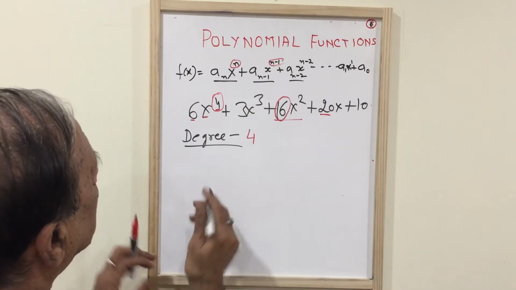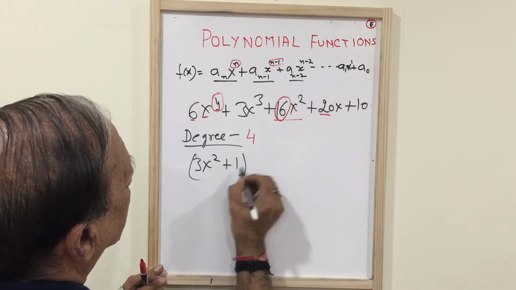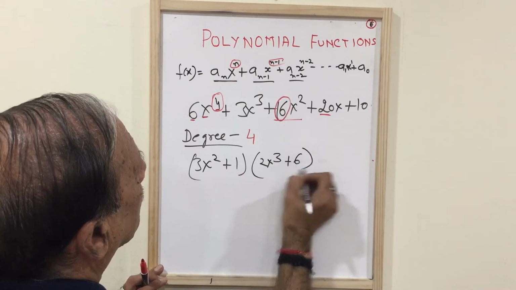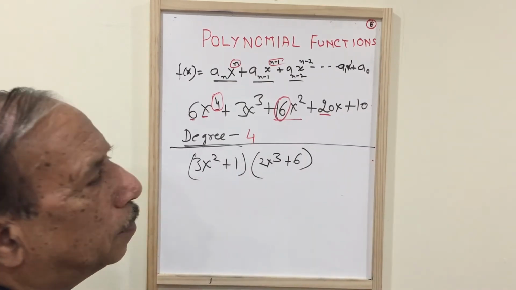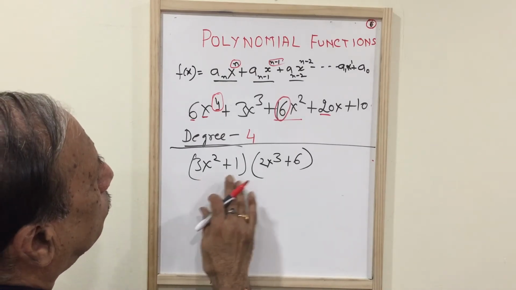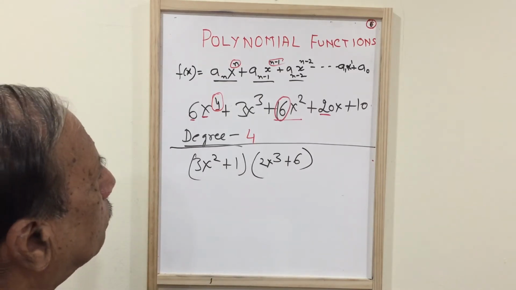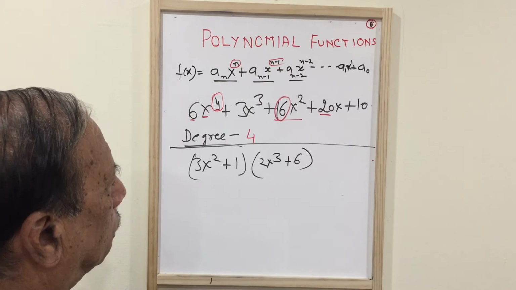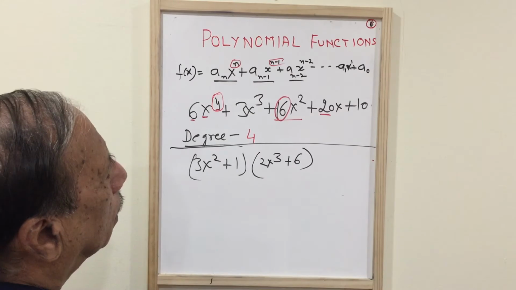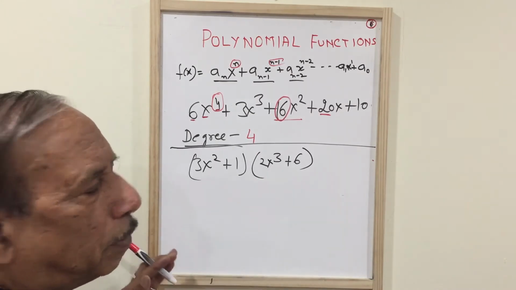Second example we take like this: (3x square plus 1)(2x to the power 3 plus 6). So this is a polynomial, and this has got two linear polynomials. So we have to find out the degree of the polynomial. How can we find out? We cannot say the degree is 2 or degree is 3, because 3 is the maximum degree available of the variable x. So what we have to do, first we have to simplify it.